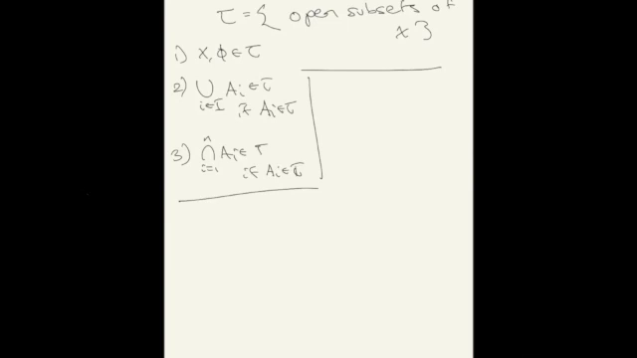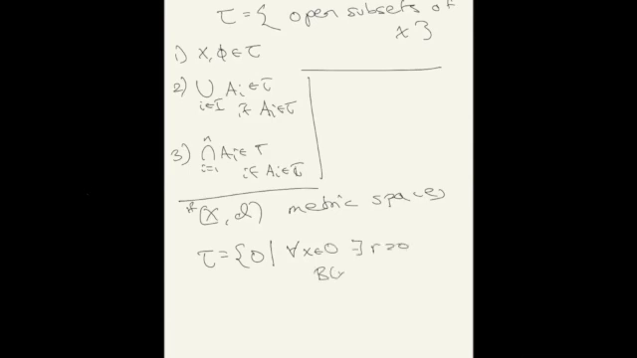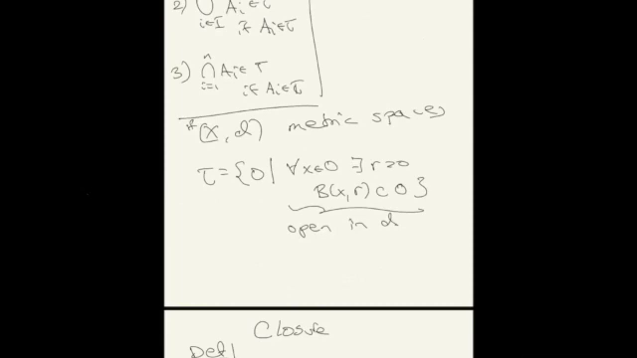And how do metric spaces relate to that? If (X, d) is a metric space, then we can define tau as the collection of O such that for every x in O, there exists a positive radius r such that the ball at x of radius r is contained in O. This means open in d.